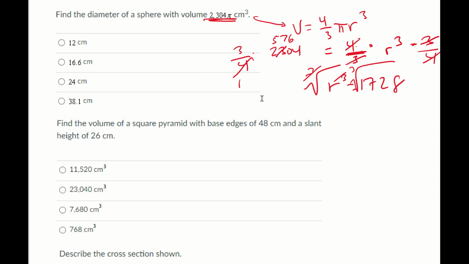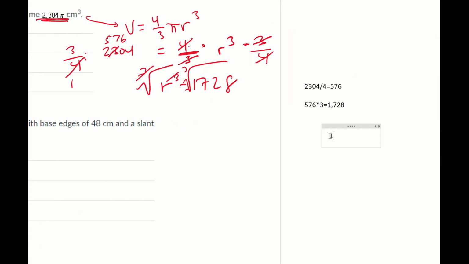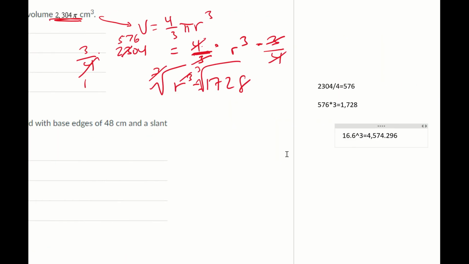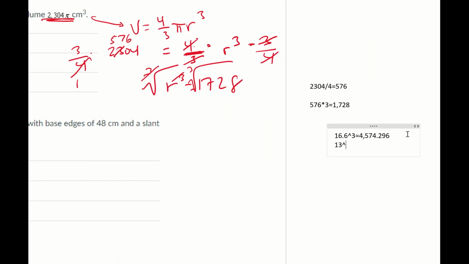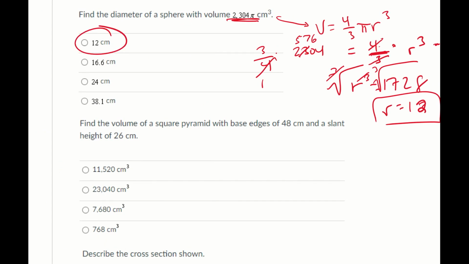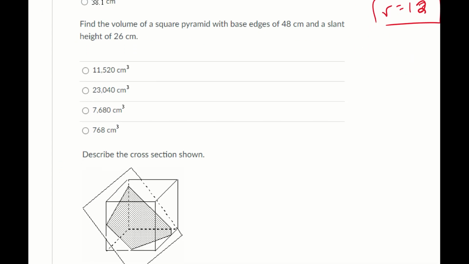If we did 16.6 to the 3rd power, does that give us 1728? Let's see here. Nope, that gives us 4,000. So let's do 12 to the 3rd power. And yes, that gives us 1728. So that means that the radius is actually 12. It actually worked out perfectly. 12 centimeters.